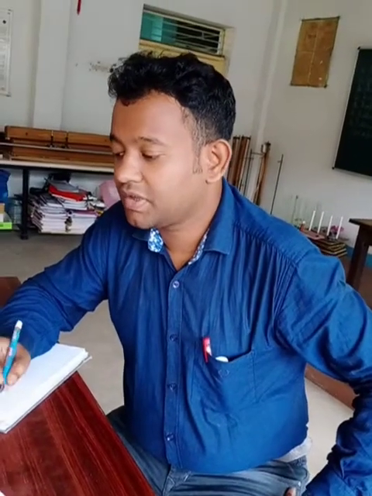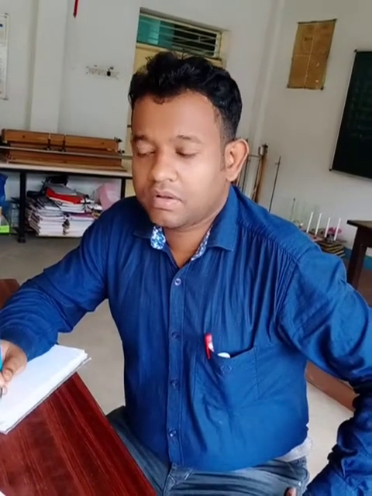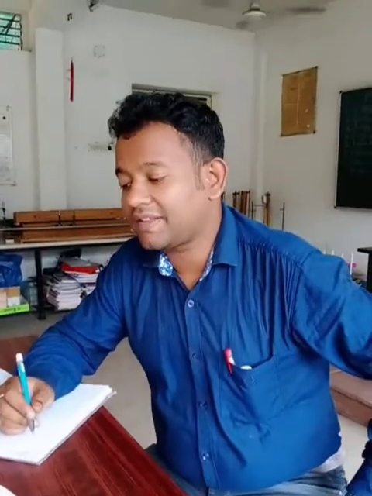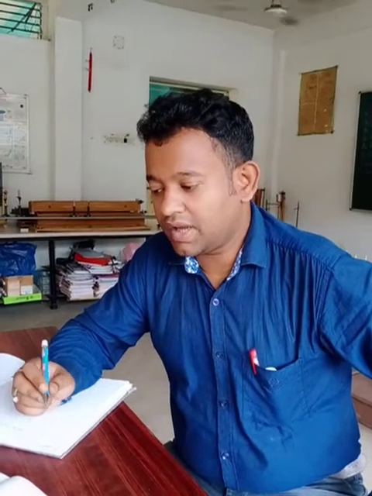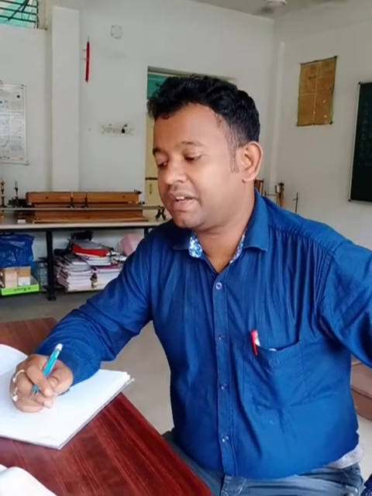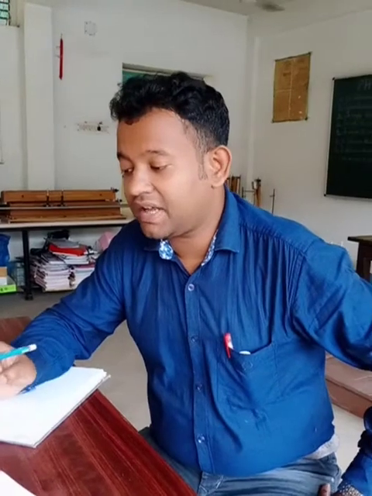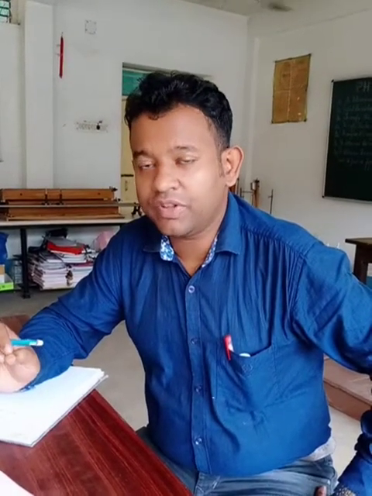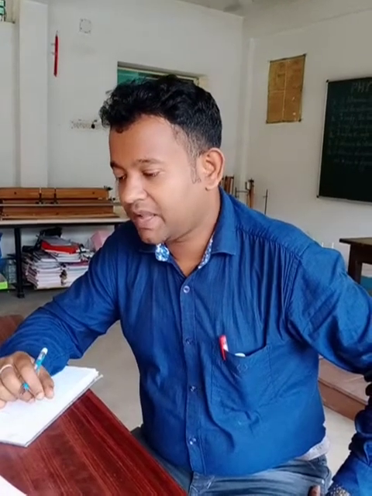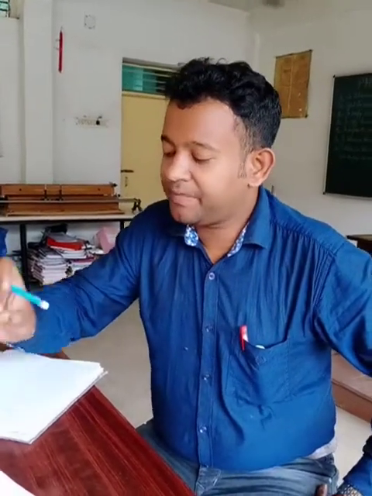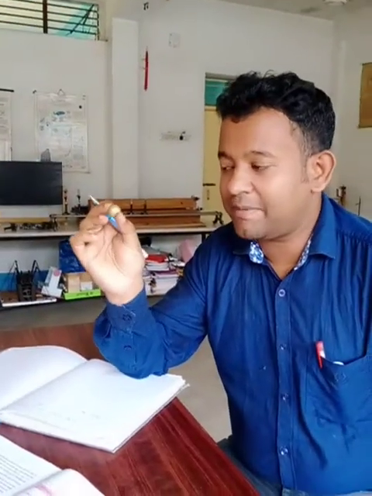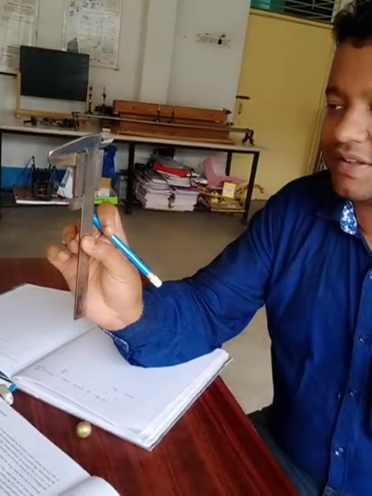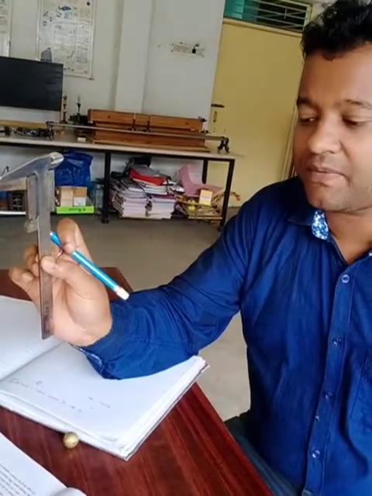Hi students, today we will discuss one experiment which is in the syllabus of class 11. The name of the experiment is to measure the diameter of a small spherical body by using vernier calipers. That means we have to measure the diameter of these types of spherical bodies by using these vernier calipers. This instrument is called the vernier calipers.